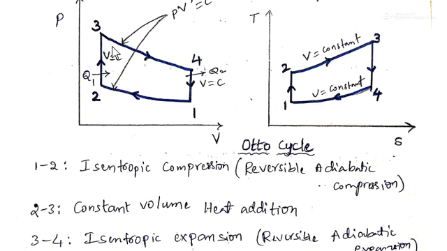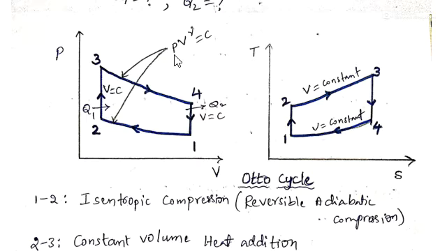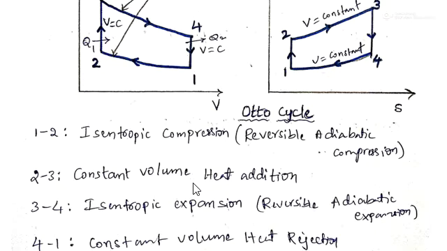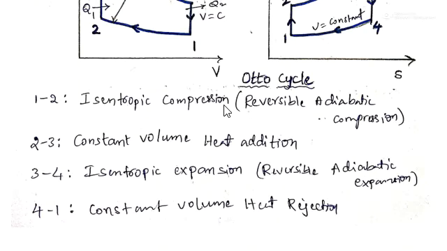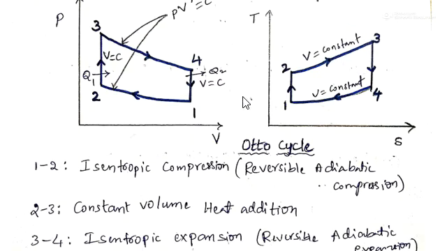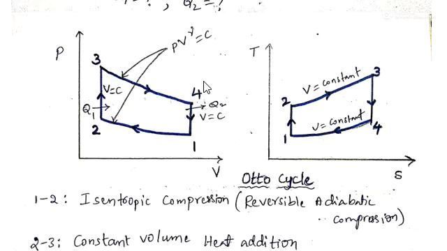Process 3 to 4 is a reversible adiabatic expansion process, or isentropic expansion process. Next, 4 to 1 is once again a constant volume process, in which heat is rejected. So this is the constant volume heat rejection process 4 to 1. These are the processes in the Otto cycle.